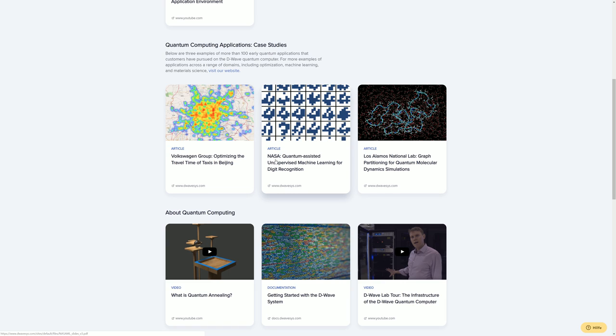So here we go with NASA. I'm seeing this right now for almost the first time. I saw that one, but not the other ones. So there's another article from NASA, quantum assisted supervised machine learning for digital recognition, analysis or something like this. Los Alamos National Lab, graph partitioning for quantum molecular dynamics simulations.